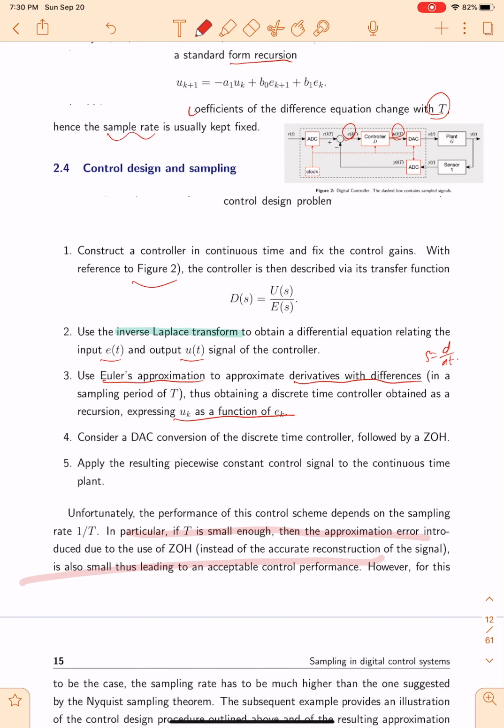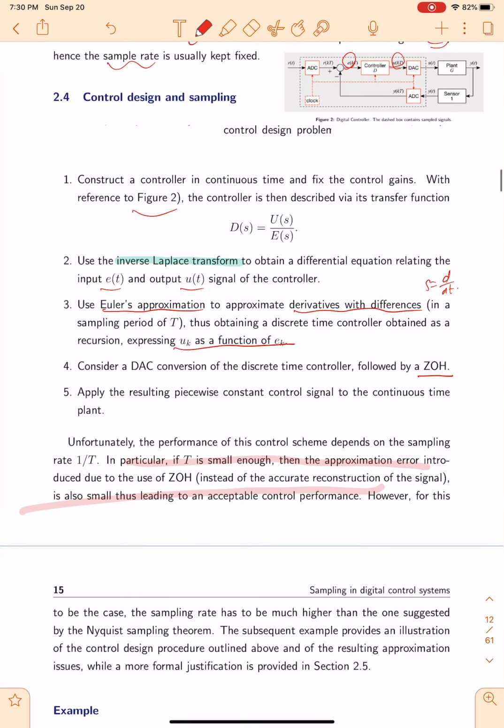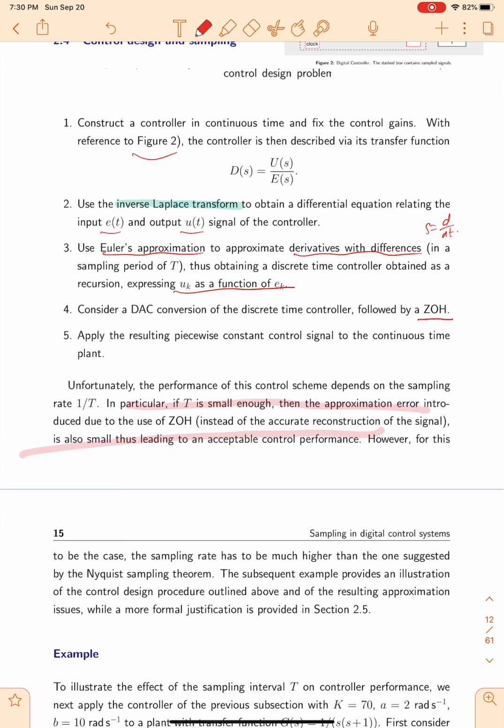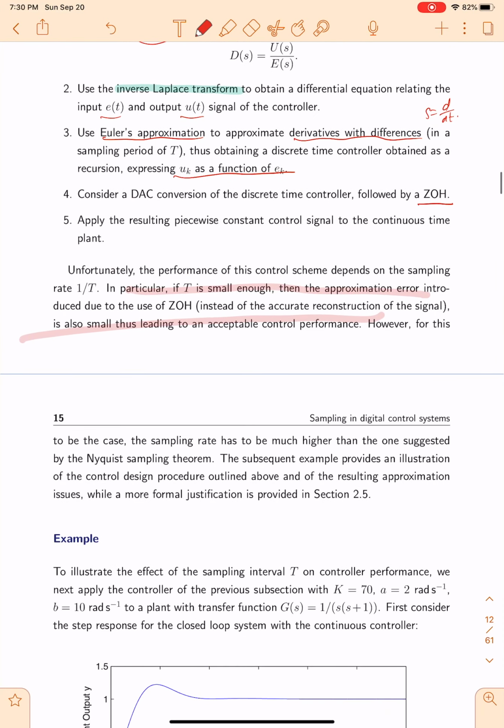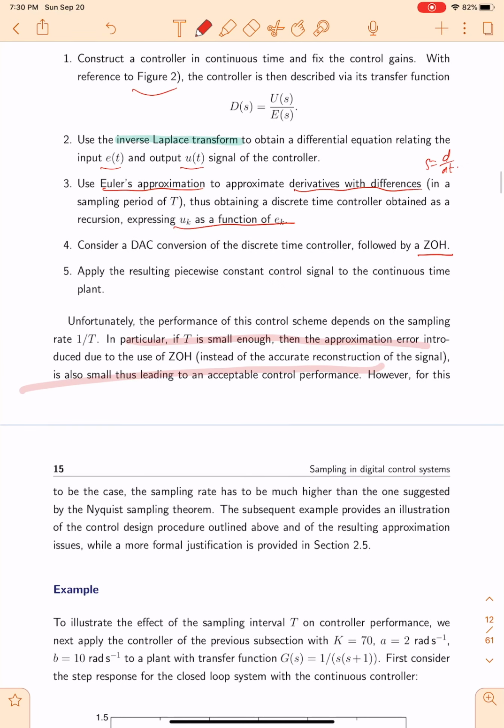Consider DAC conversion. DAC is digital analog converter, followed by a ZOH, zero order holder. Here it says the control scheme depends on the sampling frequency 1 over t. If t is small enough, then the approximation error introduced due to the use of the ZOH is small, thus leading to an acceptable control performance.